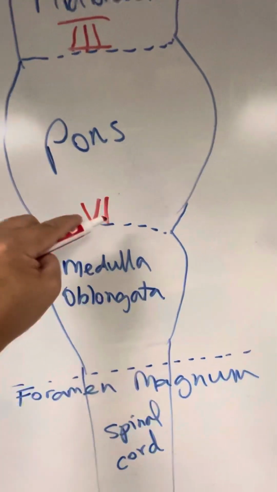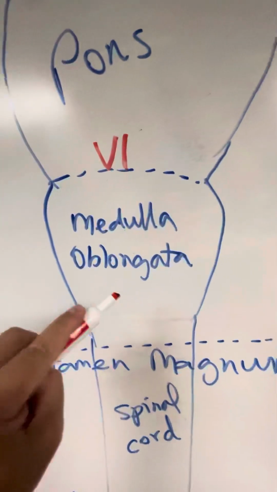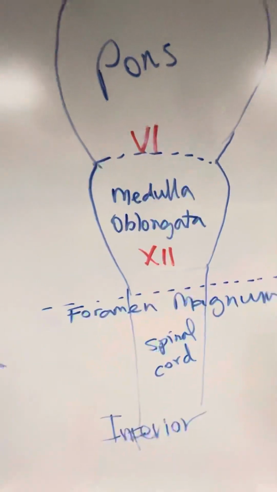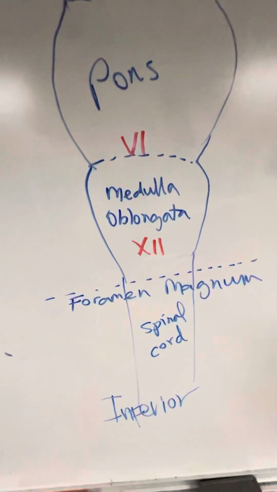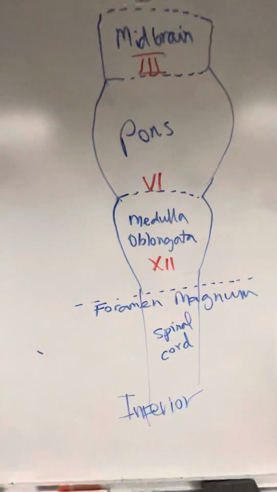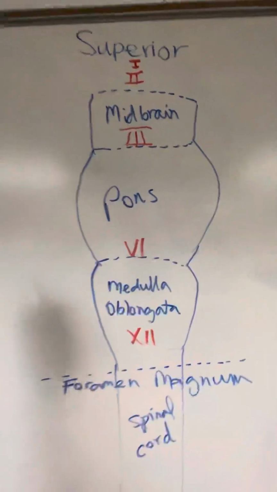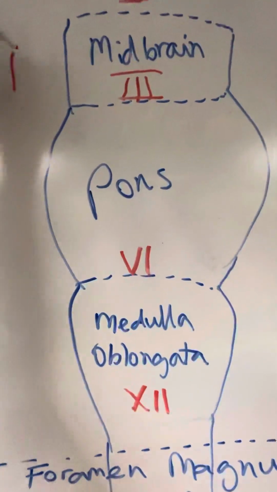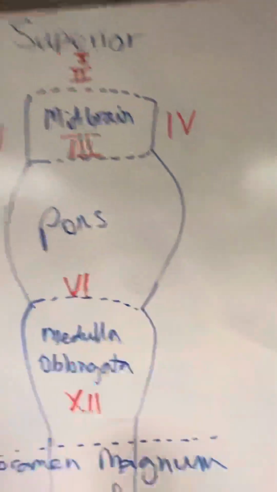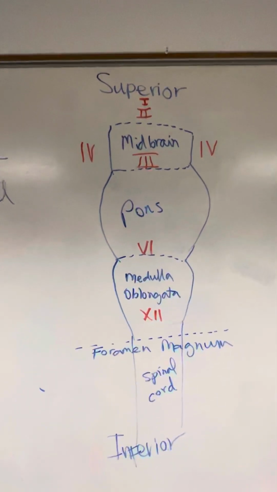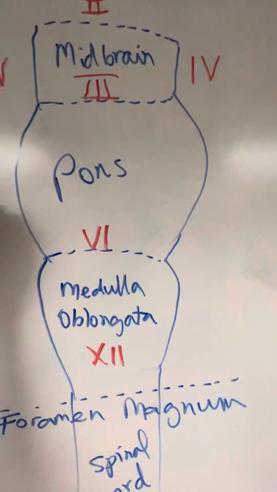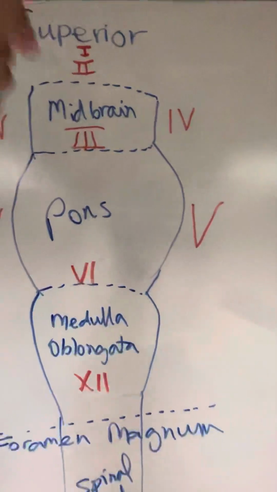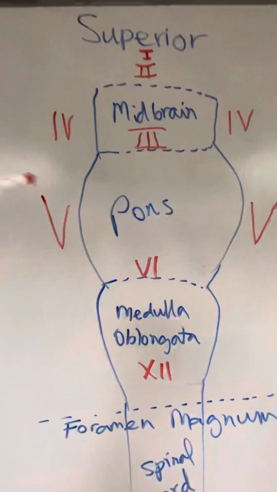And then 6 times 2 is equal to 12. So 12 will be located on the anterior portion of the medulla oblongata. All right? Now, we got 1, 2, 3. So next will be 4. 4 will be right here on the lateral side of the midbrain. Then we will have 5, which will be right here on the lateral side of the pons. So 1, 2, 3, 4, 5, 6.